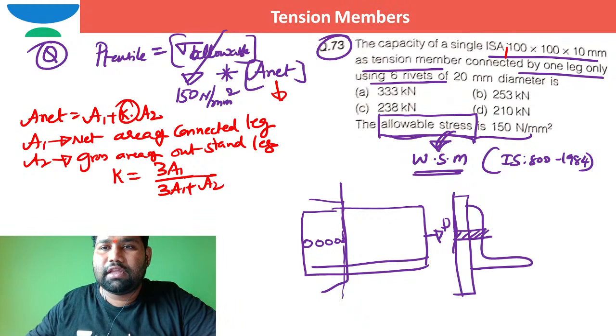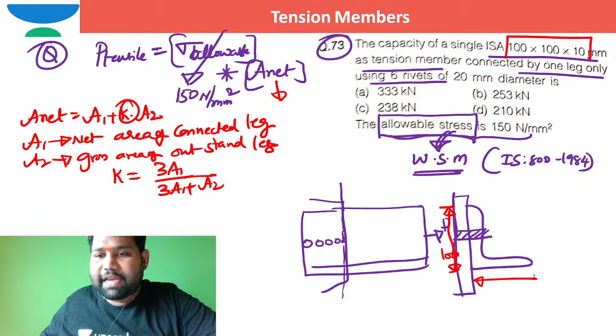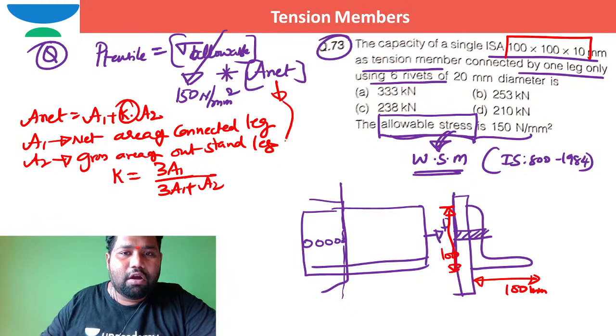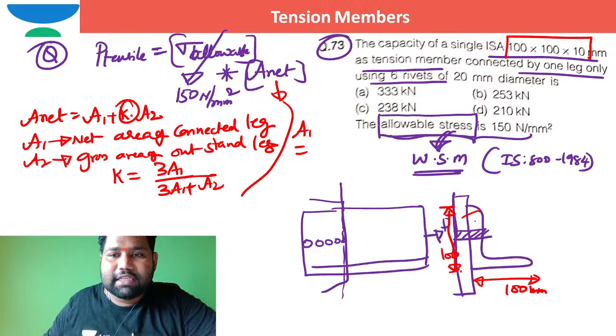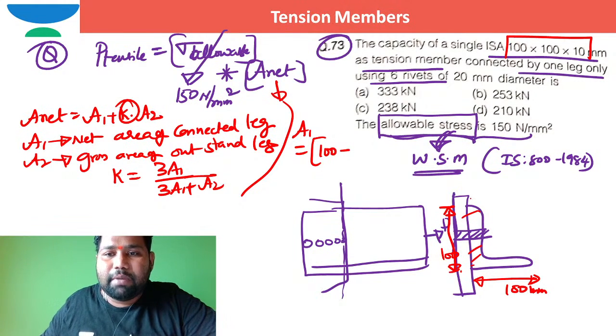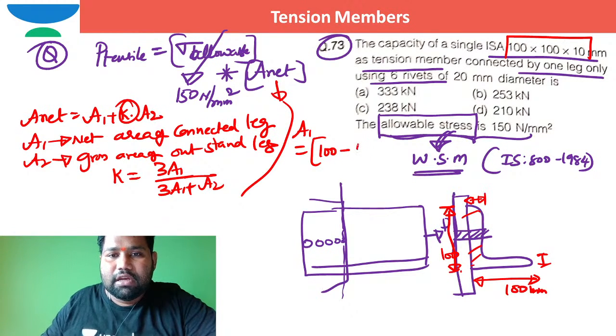In this one, this is 100 millimeter by 100 millimeter. So if you see, this dimension is 100 millimeter connected leg. Outstanding leg is also 100 millimeter. How can I work out this A1? I want to work out net area for this connected leg. To work out the net area for this connected leg, what is the overall dimension? 100 millimeter. Out of 100, thickness by 2 is contributed to outstanding leg. Thickness is 10. So 10 by 2.